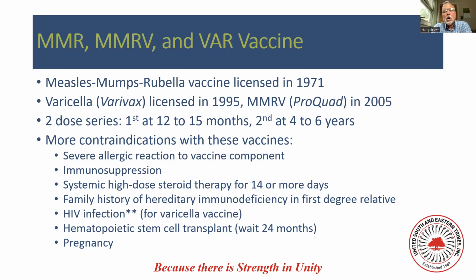You can give MMR to people with HIV, but varicella you should not give that vaccine to somebody with HIV. If you have a family history of hereditary immunodeficiency in a first-degree relative, you shouldn't get it. If you're severely immunosuppressed or you've been on high-dose steroids for 14 or more days, you should wait because the vaccine may not be effective. Next.